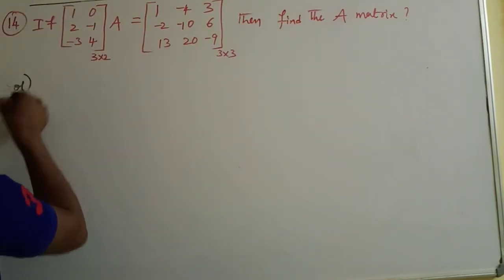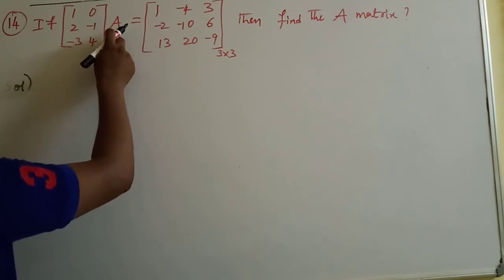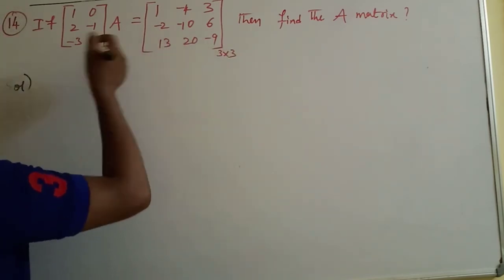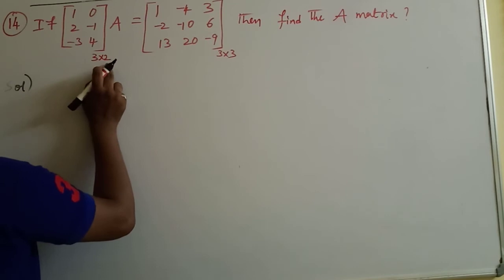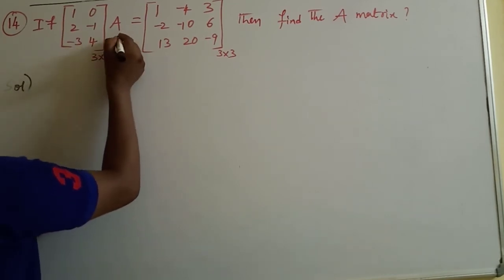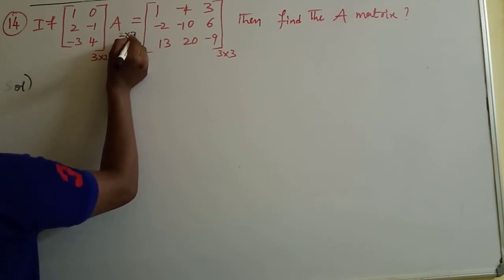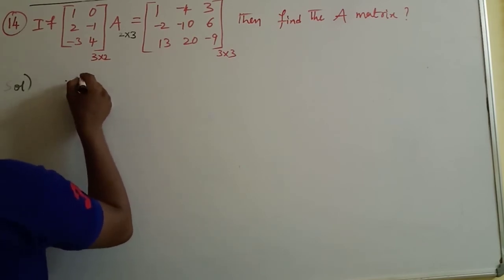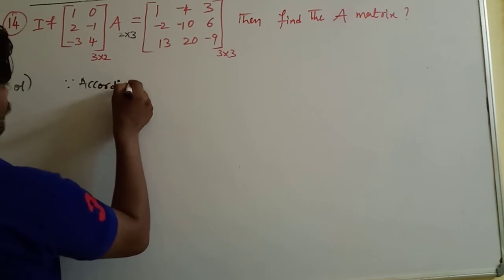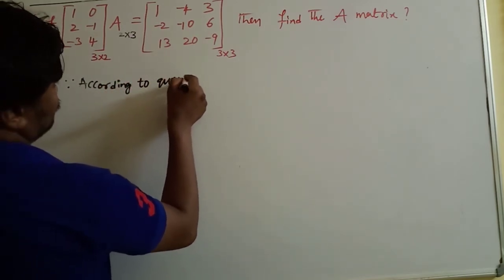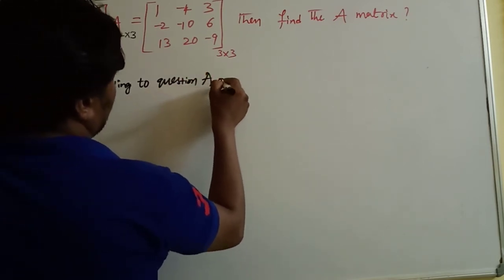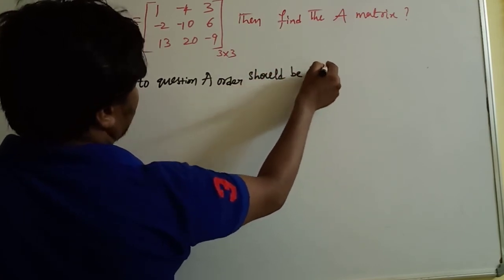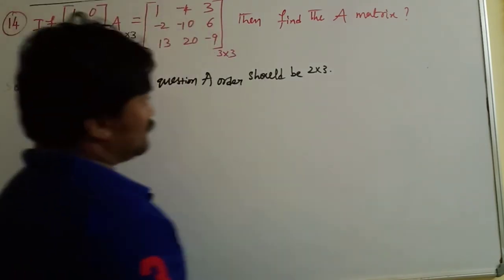So first, what is the order of your A matrix, so that we can multiply both and get a 3 by 3 matrix? See, two columns are there, so here there must be 2 rows and 3 columns, then only you get a 3 by 3 matrix. Because of that, according to the question, A's order should be 2 by 3. If it is 2 by 3, what do we need to do?